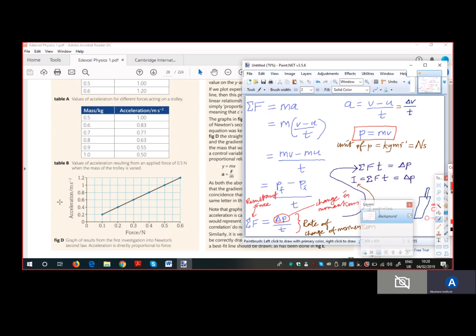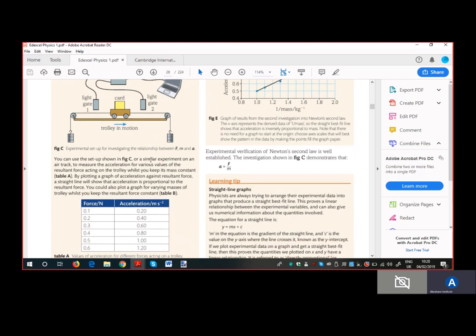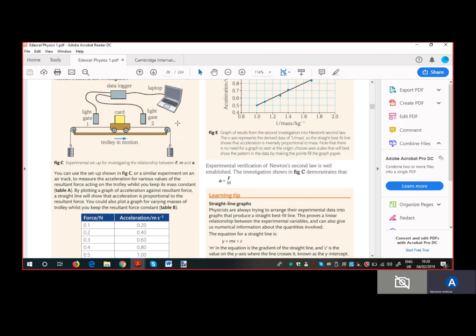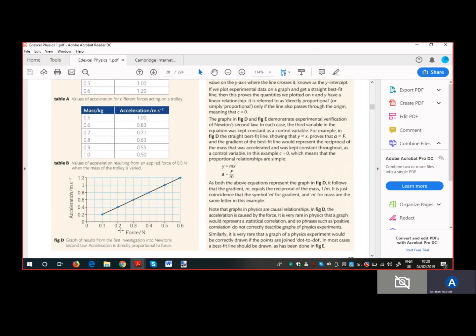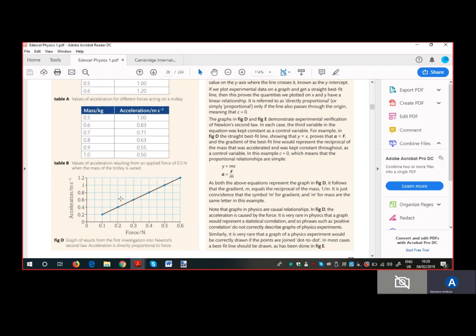The acceleration of this trolley depends on the force. The more force you have on one side compared to the other, the greater the resultant force and the greater the acceleration. So the independent variable is the force. The dependent variable depends on the independent variable. I told you the independent variable is always plotted on the x-axis and the dependent variable on the y-axis, so that's why they do it like this.